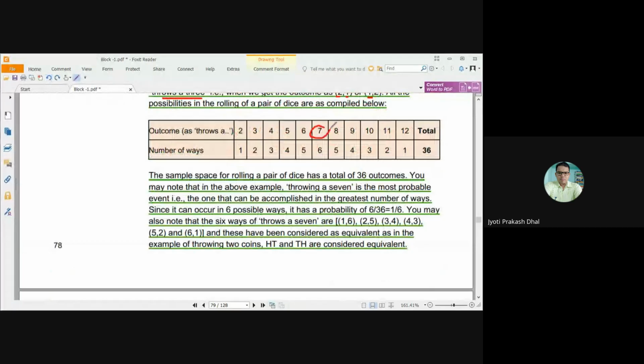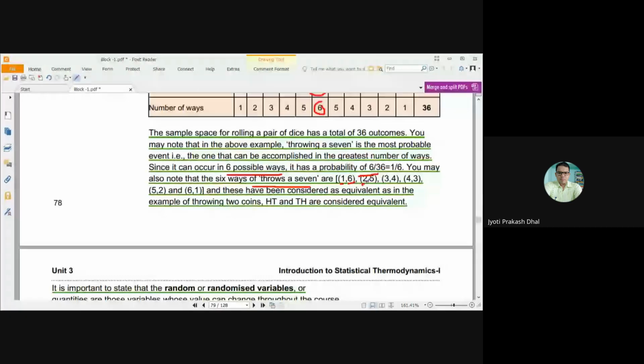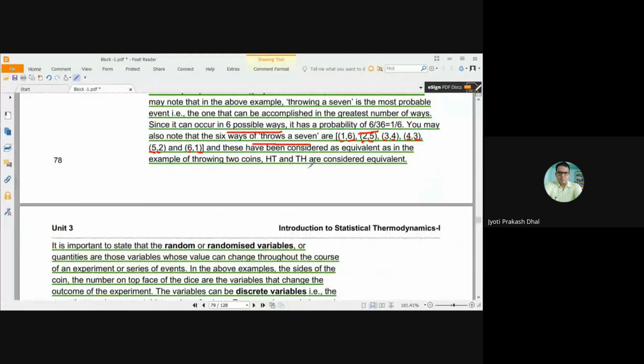Since it occurs in 6 possible ways, the probability of getting 7 is 6 by 36, that is 1 by 6. You may also note that the first way is first dice 1, second dice 6, the second way is first 2, second 5, the third way is first 3, second 4, the fourth way is first 4, second 3, the fifth way is first 5, second 2, or the sixth way, first 6, second 1. And these, HT and TH, are considered equivalent.